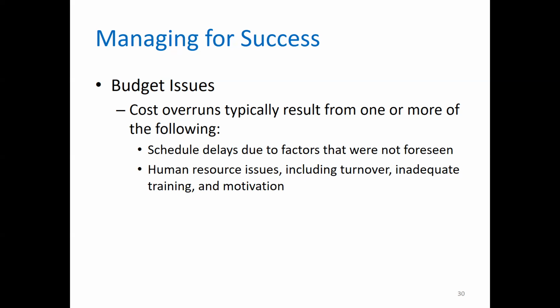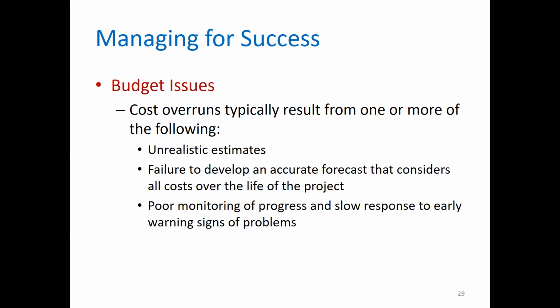And finally, human resource issues, including turnovers. When we say turnovers, we mean hiring and firing, inadequate training and motivation. If employees are not working well, the project is not going to be completed on time. If it's not completed on time, it leads to failure of the project, which would finally affect the budget. So when you are managing a project, let's summarize these two slides.